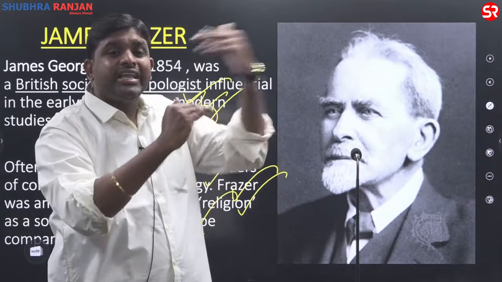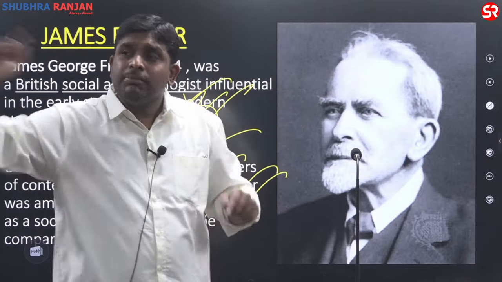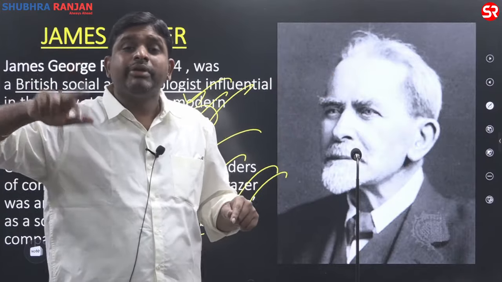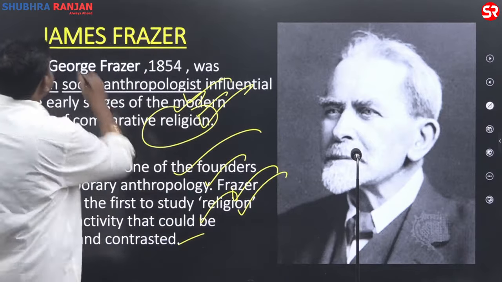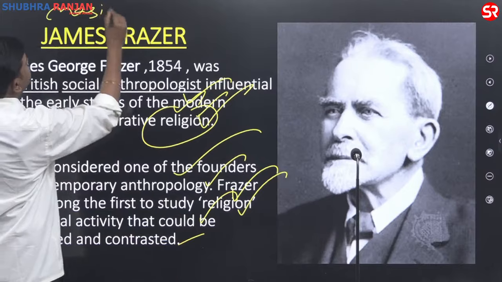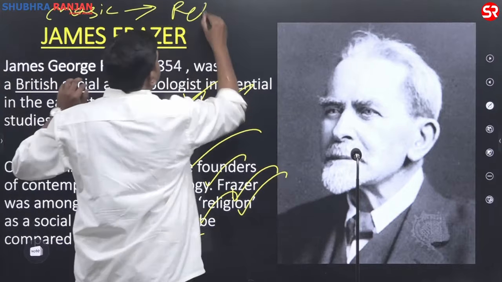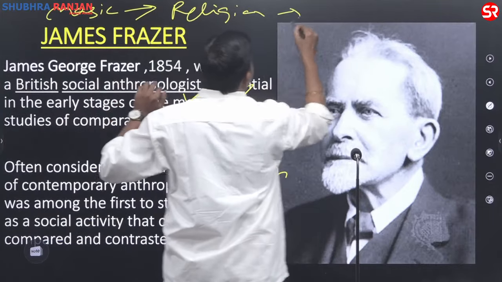From religion, the next stage is what? I will ask a question, but I want a scientific answer. Hence, religion evolved into science. So, this person was very famous. Why? Because he told that it evolved from magic to religion to science.